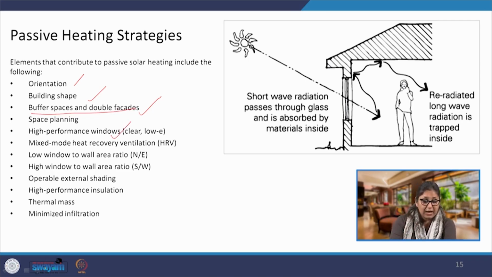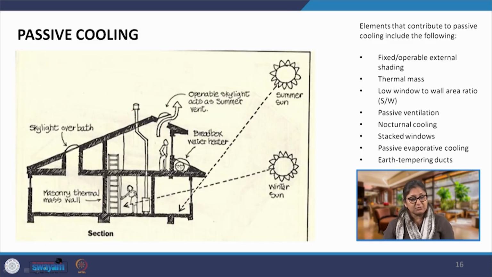We are talking about high performance windows, where the windows allow radiation to come in, but block any heat loss through the window. So, we have specific windows, we will talk about the materials later, and then we are talking about window to wall area ratio on different orientations. We are talking about the insulation and the requirement for thermal mass. We are also talking about strategies such as minimized, reduced infiltration. So, these are some of the strategies for heating.